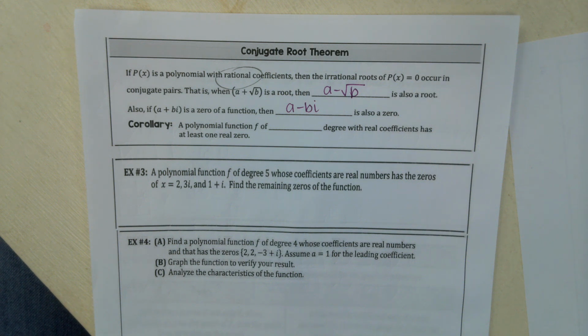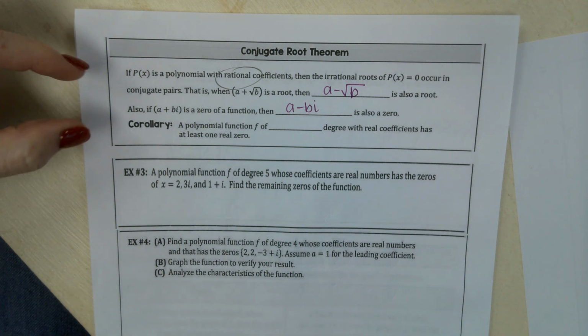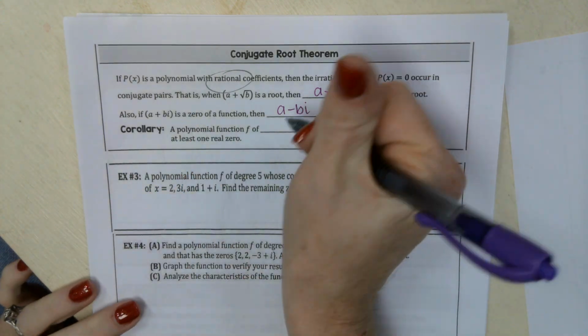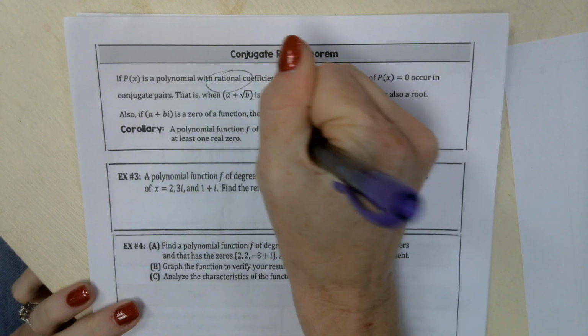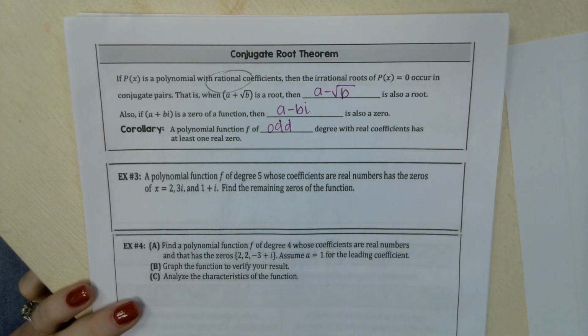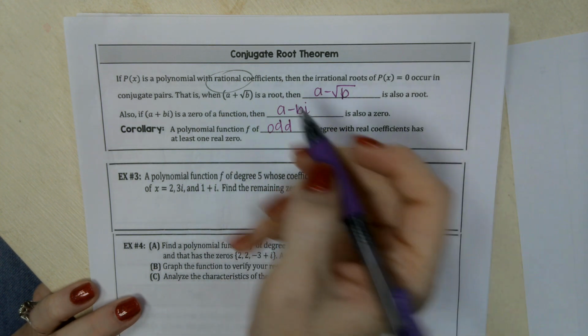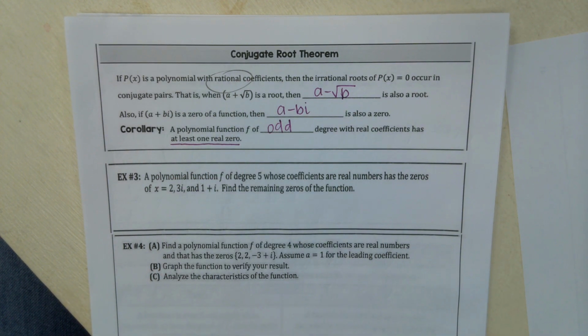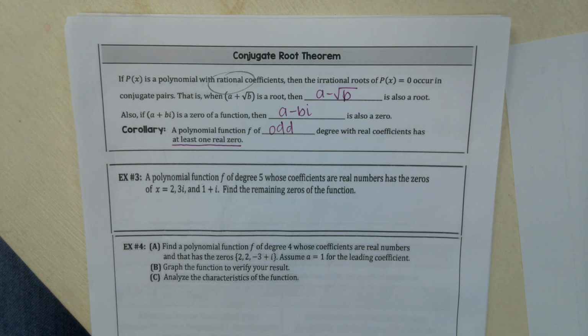Now, a corollary, or something that follows from what we have just said, is that a polynomial function of odd degree with real coefficients has at least one real zero. So if I have an odd power, that graph has to hit the x-axis at least one time.